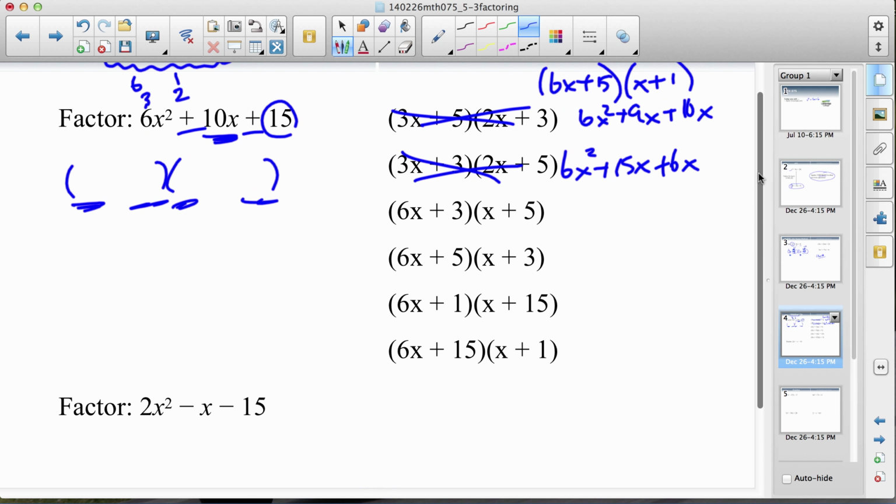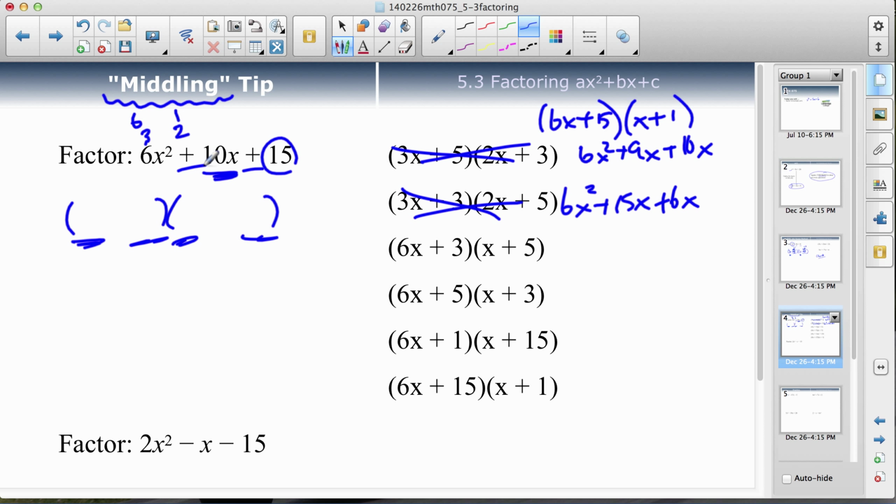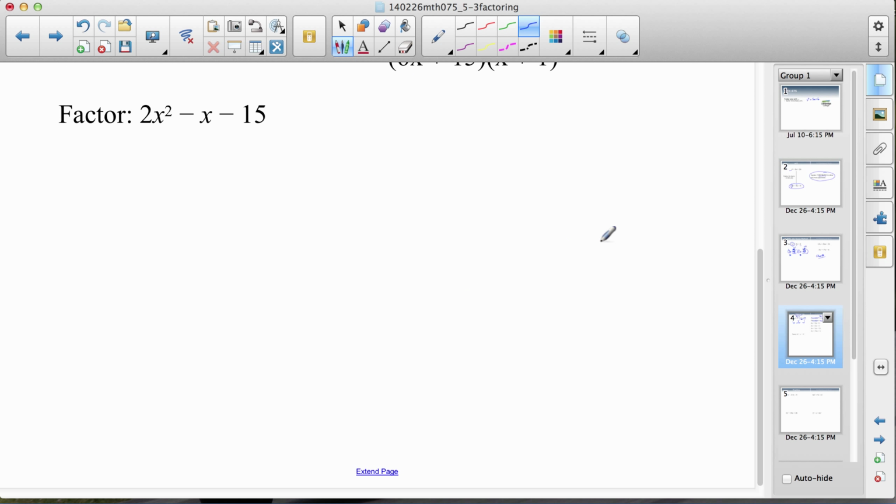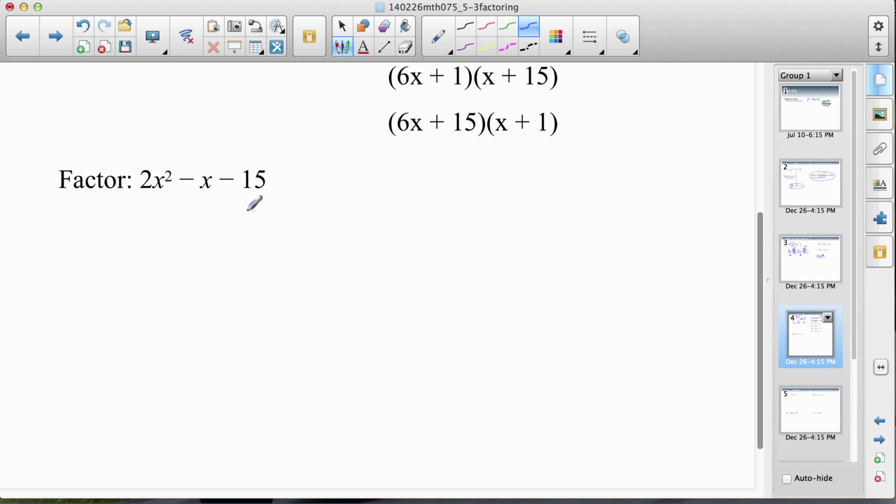I guess that's a good point to make there, is that sometimes you get a trinomial that doesn't have nice easy factors, and we have another tool that we'll show you later how we could solve or factor something like that. Okay, let's try this one.